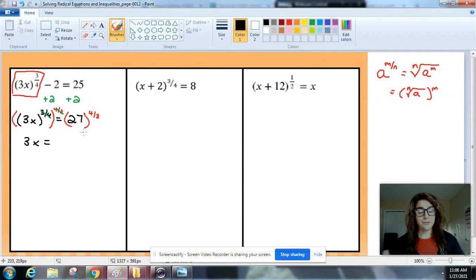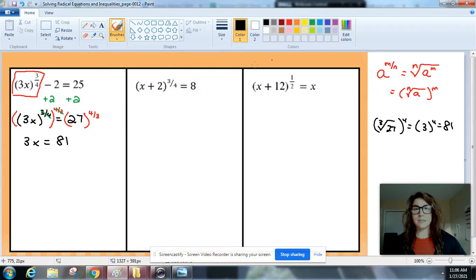27 to the 4/3, just put it in a calculator. It'll come out for you. It comes out to 81. If you really wanted to, you could do the third root of 27, raise it to the 4th power, which would be 3 to the 4th power, or 81. However you want to go through doing it. But calculator, best friend, you can use that. From here, you simply just finish the problem, divide by 3, get x by itself, and you get 27.